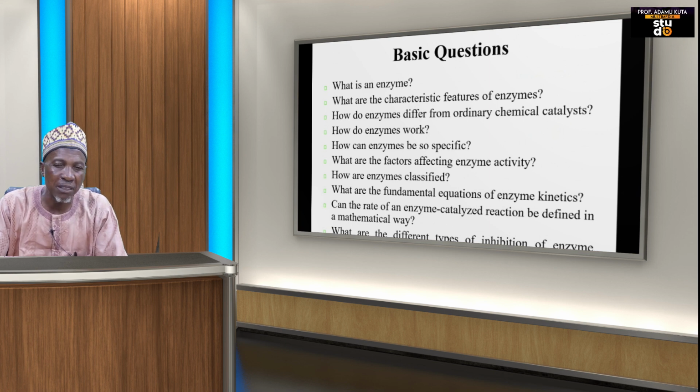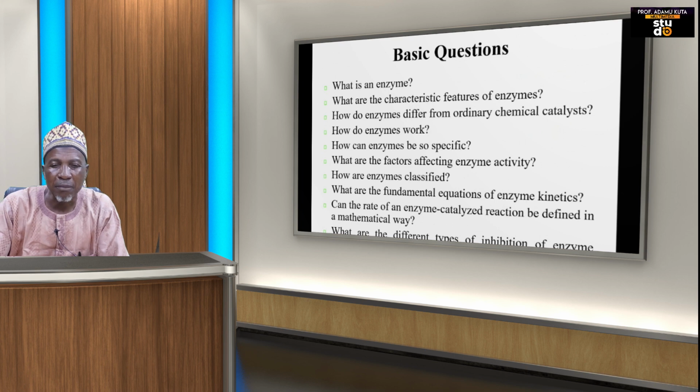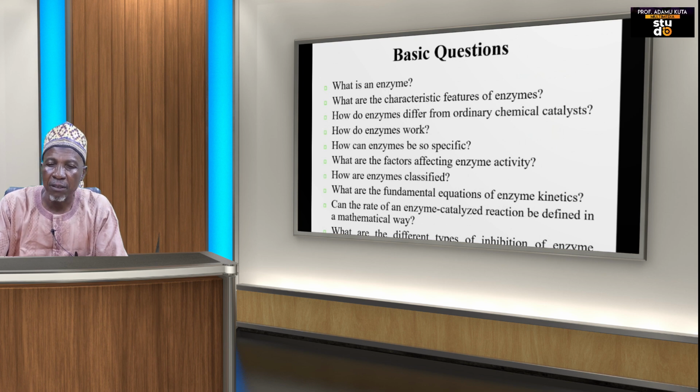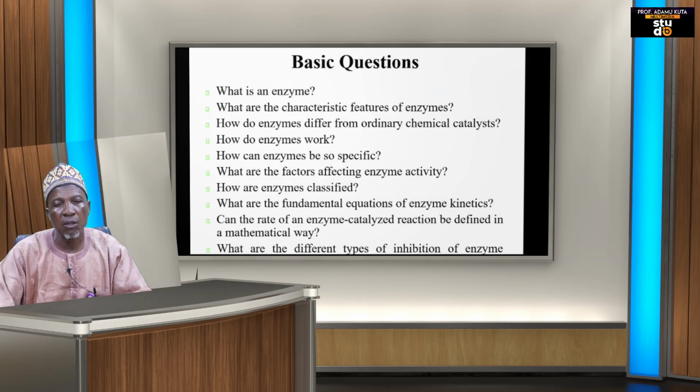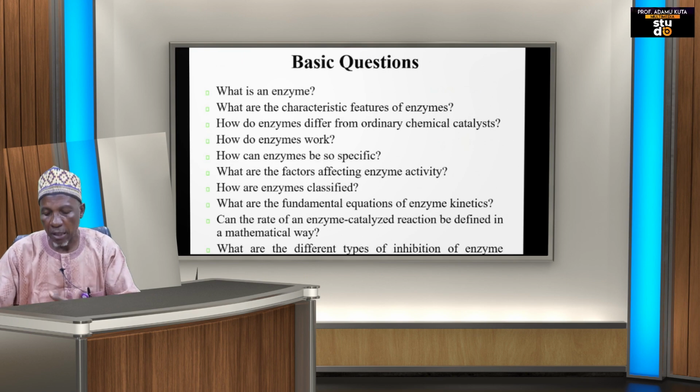And how can enzymes be so specific to the point that enzymes will only act on substrates for which they are made? And what are those factors that affect enzyme activity? And how are enzymes classified? And then we need to know what are the basic or fundamental equations of enzyme kinetics. And we want to know whether enzymes can be expressed in a mathematical equation. Can an enzyme catalyzed reaction be expressed in a mathematical equation? And what are the different types of inhibition of enzyme activity? This is the whole about the basic concepts of enzymes and how enzymes work.